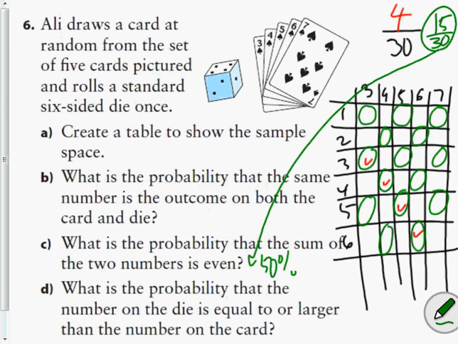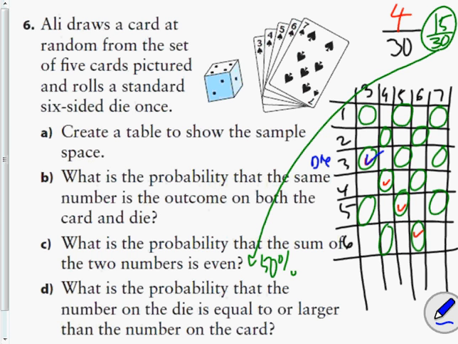And finally, what is the probability that the number on the die is equal to or larger than the number on the card? So here's my dice here. So equal to or larger than. So if it was 1, there are no numbers there. But if the dice was 3, this would be equal to or larger, but none of the other ones would be.